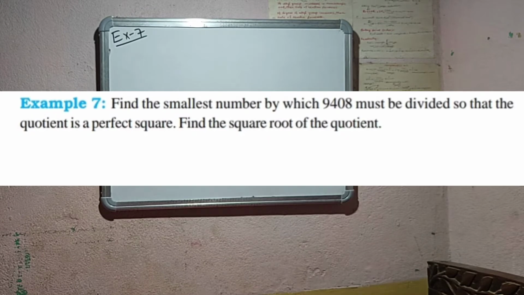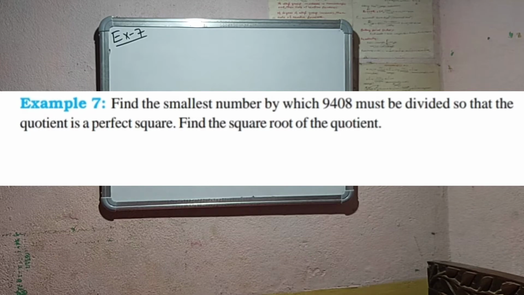Good morning, students. Today we will discuss example 7 of chapter 6, squares and square roots. On the screen, your question is: find the smallest number by which 9408 must be divided so that the quotient is a perfect square. Find the square root of the quotient.